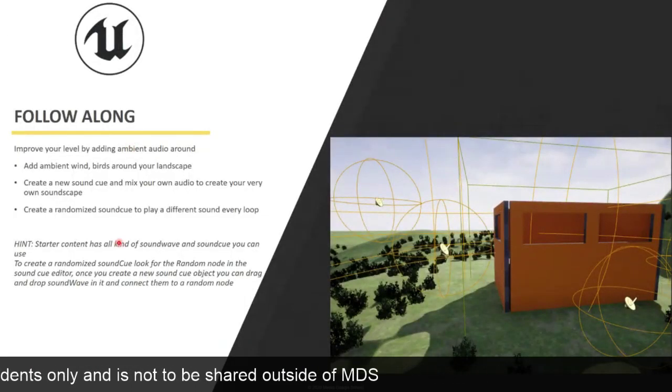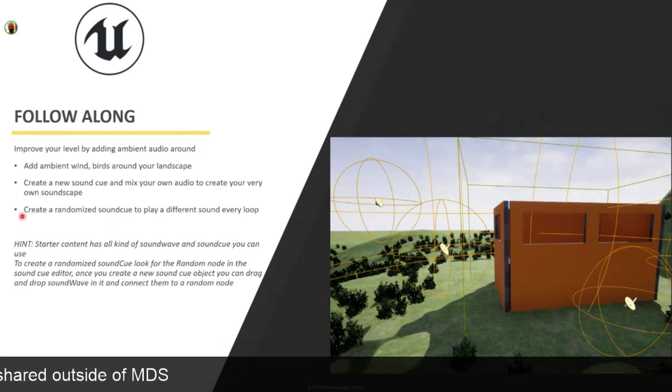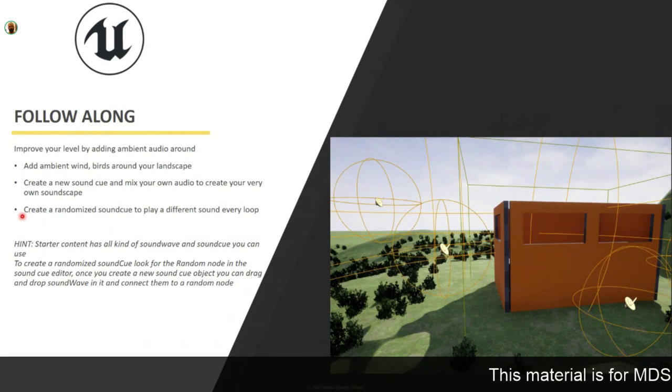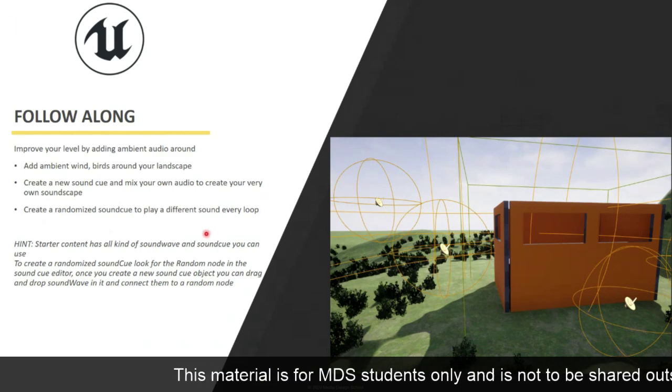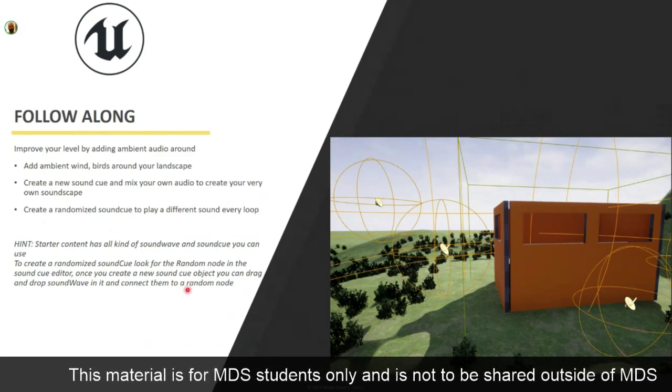so yeah, now let's try it. Let's try to add a bit of ambient sound to our landscape. We're gonna try and place an existing one, but we're also gonna try and create our own sound cue, mix our own audio in, and see if we can create a bit of randomization. So let's try that real quick.